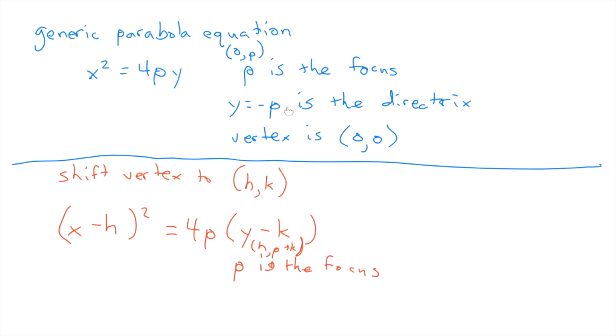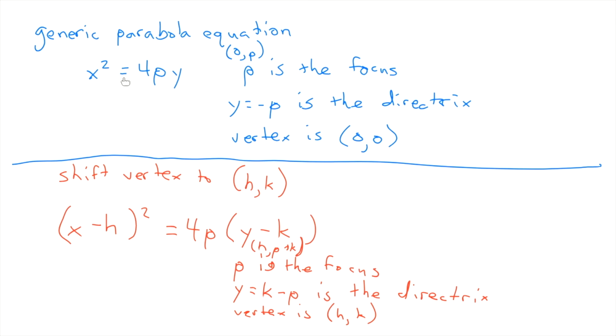Up here, y equals negative P is the directrix. And so what's the directrix? Well, it's y equals negative P. Well, wait. Didn't you shift it? Yes, I shifted it. How far did the y shift? The y shifted by K. And so it's negative P plus K, and that looks ugly, and so they typically do this. K minus P is the directrix. And that's the idea of it. Vertex is, I already wrote that. Vertex is HK. And that's what's going on.